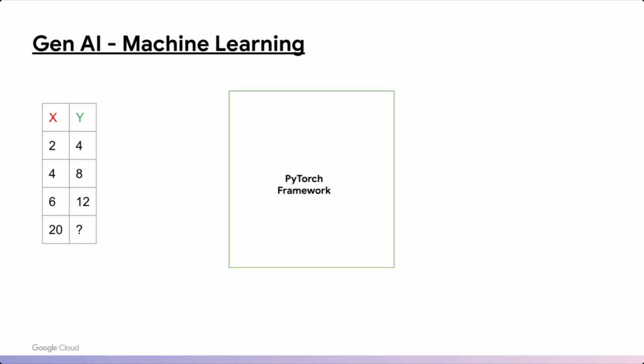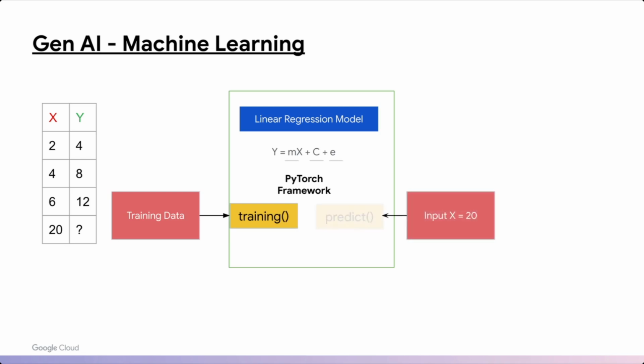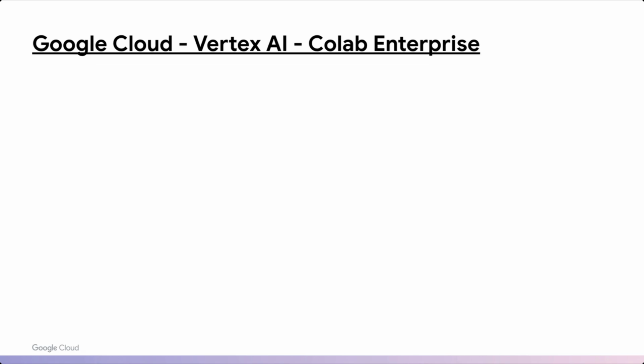We're going to train the model using the PyTorch framework, use this training data, and use a linear regression model to identify the patterns so that it can predict whenever there is a new input. We're going to see this in action using Google Cloud, Vertex AI, Colab Enterprise.